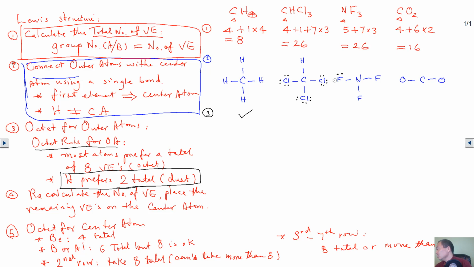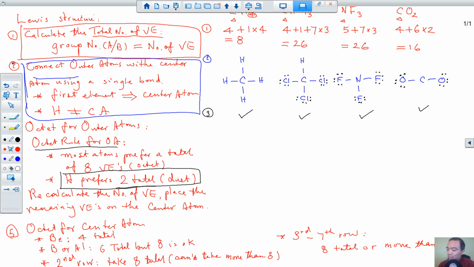For fluorine, you only got 1 bond surrounding it. You need 6 more. That would be 6 electrons. All right? So for oxygen, we do the same. Put them in 3 pairs. Again, when you are looking at the outer atoms, look at outer atoms only. Don't even touch the center atom for this step. Okay, so this is done now. This is also done. This is done. All right. What is step 4?